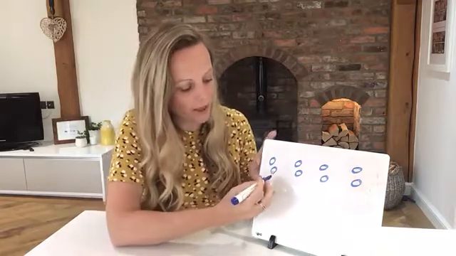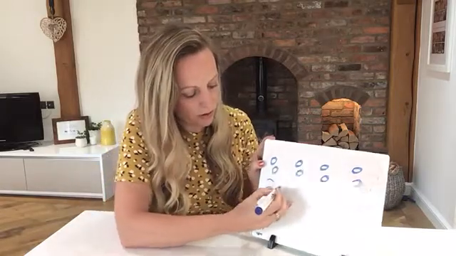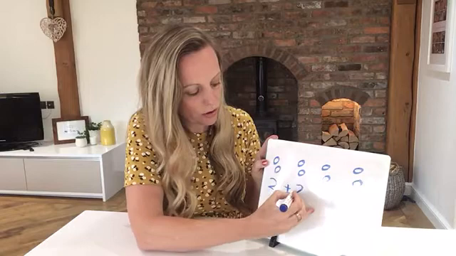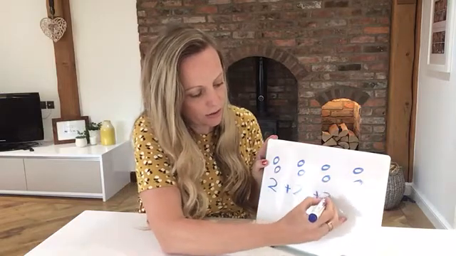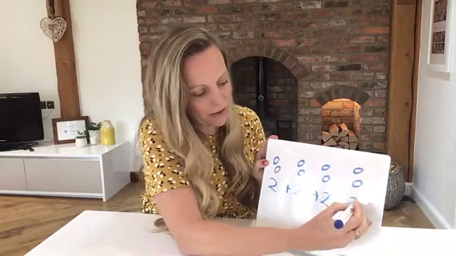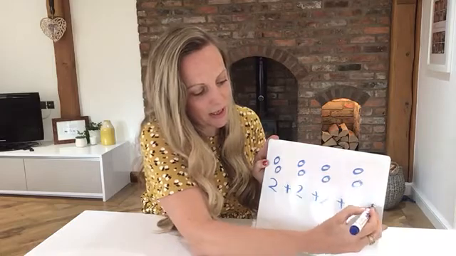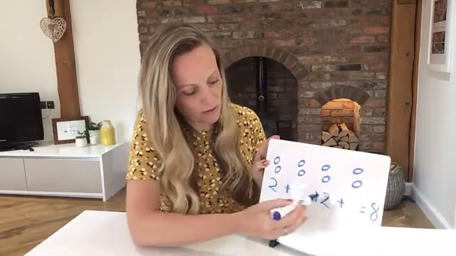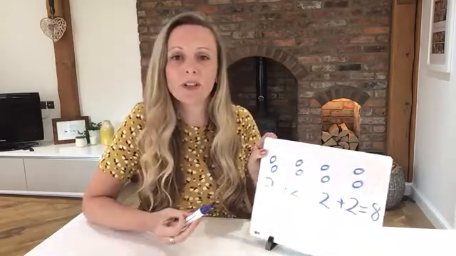And later in the week, you're going to have a look at how you can record a calculation for those equal groups. So if I have these groups of 2, I've got 2, 4, 6, 8. I know there's 8, but I can record it as 2, add 2, add 2, add 2 equals 8. There's those 4 groups of 2.